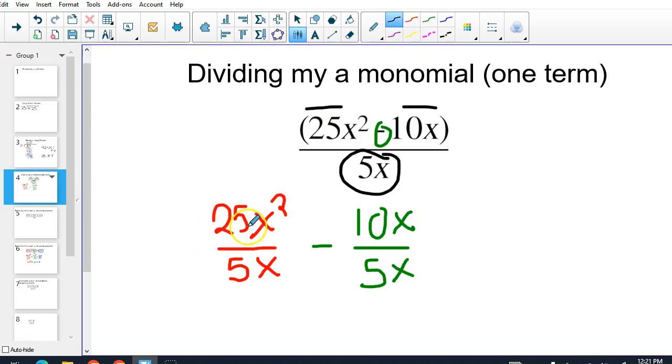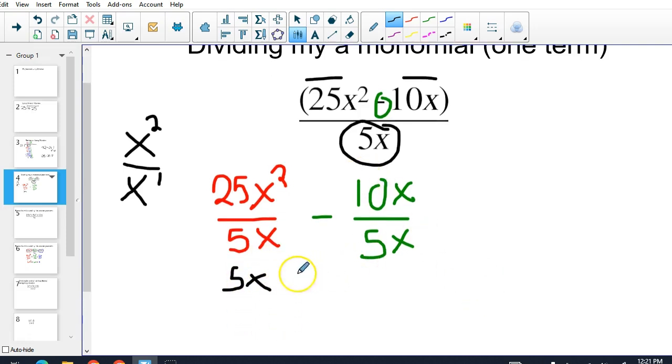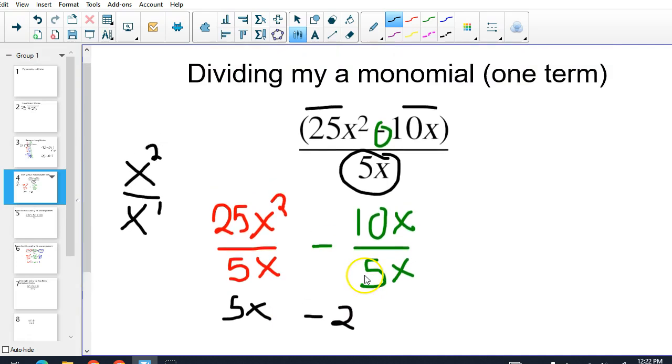Now that we have separated, we can divide each piece by 5x. So 25 divided by 5 gives us 5. And x squared divided by x gives us x. If we don't remember, when we are dividing exponents, all we are doing is subtracting the powers. So if we have 2 x's on top, x squared, one cancels out with the 1 on the bottom, or 2 minus 1 gives us 1. Okay, and for our second piece, subtraction stays. 10 divided by 5 gives us 2, and our x's cancel, because 1 minus 1 is 0, x's power is just 1. So we're left with 5x minus 2.